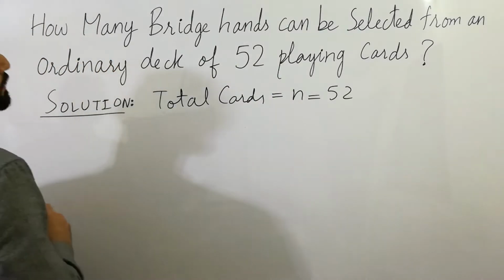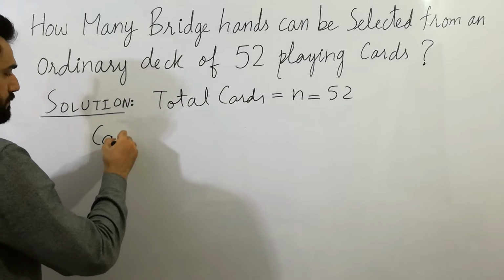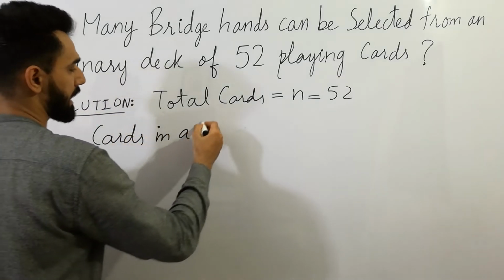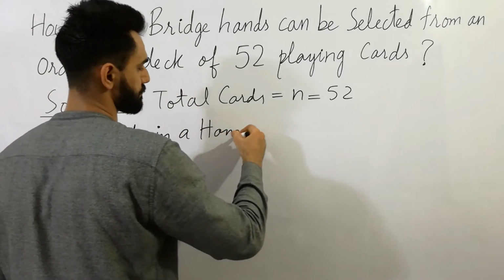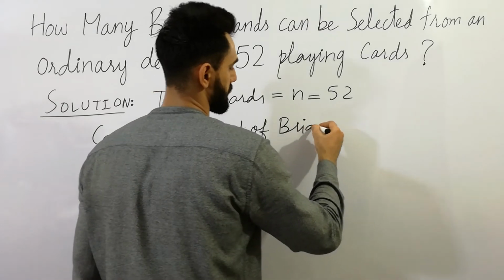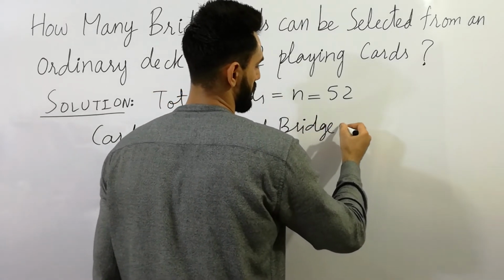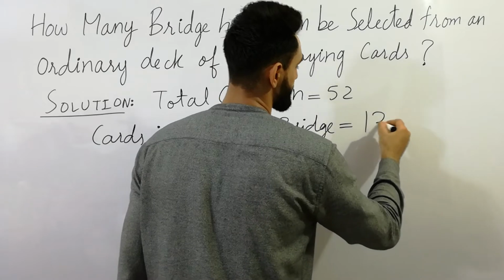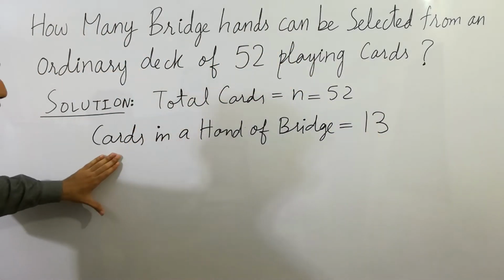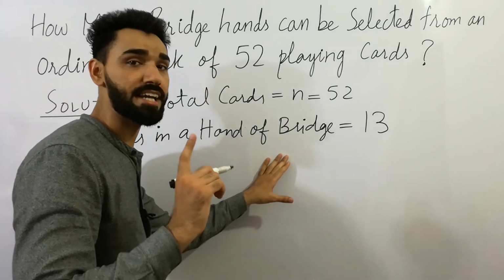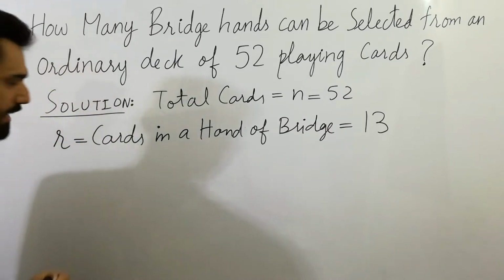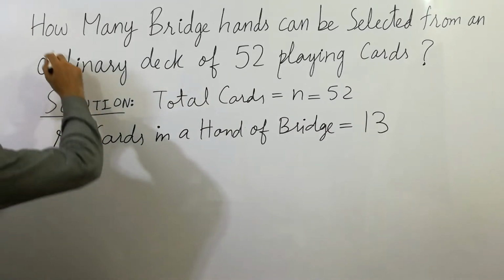Number one step. Number two, cards in a hand of bridge. You must remember that this is always 13. When we have a total of 52 cards, cards in a hand of bridge are always 13. Let's suppose that this is R. So here, total how many bridge hands?